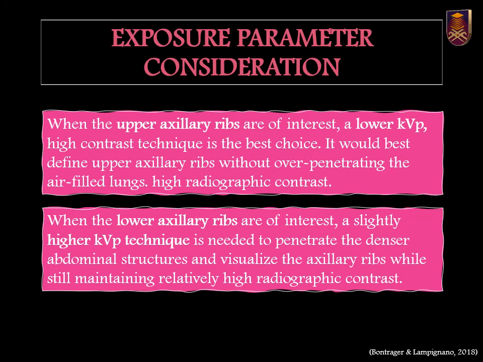When the upper axillary ribs are of interest, a lower kVp, in which a high contrast technique, is the best choice. It would best define the upper axillary ribs without overpenetrating the air-filled lung. This technique provides an image with high radiographic contrast. On the other hand, when the lower axillary ribs are of interest, a slightly higher kVp technique is needed to penetrate the denser abdominal structure and visualize the axillary ribs while still maintaining relatively high radiographic contrast.